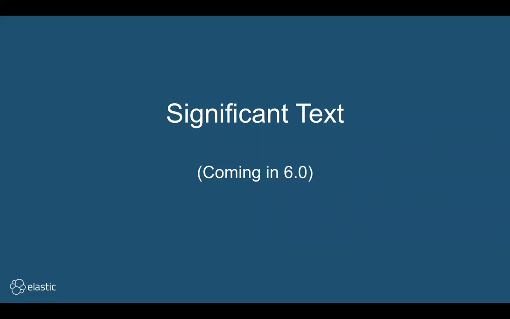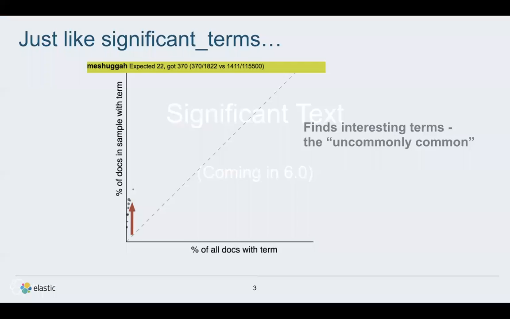Today we're going to have a look at a new aggregation that's coming in Elasticsearch 6.0. It's called the significant text aggregation, and that probably sounds familiar to a number of you. It's just like the significant terms aggregation in that it finds what we call the uncommonly common. So it basically finds interesting keywords in the text of your search results. So if you search for bird flu, it might tell you H5N1 and that kind of thing.